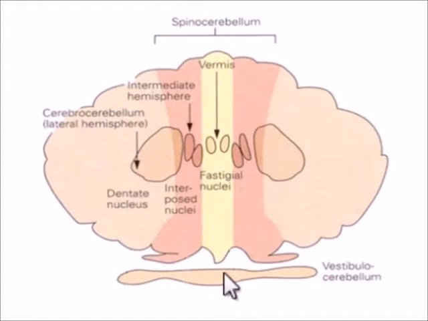And if you see here in the vestibulocerebellum, which consists of the nodule, this nodule is connected to the spinocerebellum, so its nucleus will be the vestigial nucleus. The lateral part of this vestibulocerebellum is almost free and is called the flocculus, so it is not related or in association with other nuclei other than the vestigial nuclei.